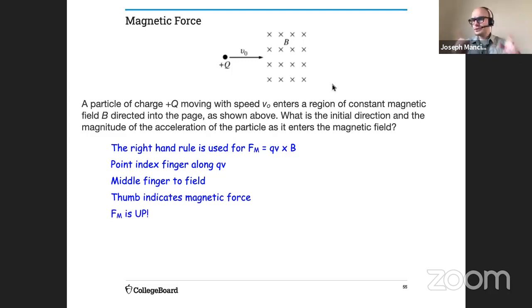Well, you should know that according to Newton's second law, a equals F over m. And I think you've got enough here to say, if F is QVB and the mass is m, the acceleration might be QVB over m.